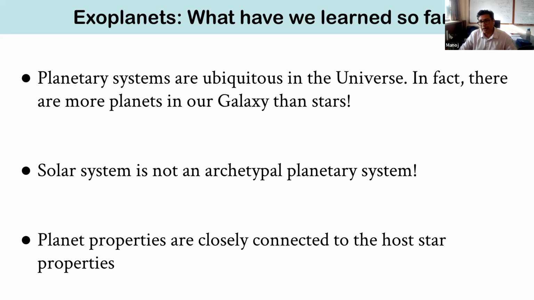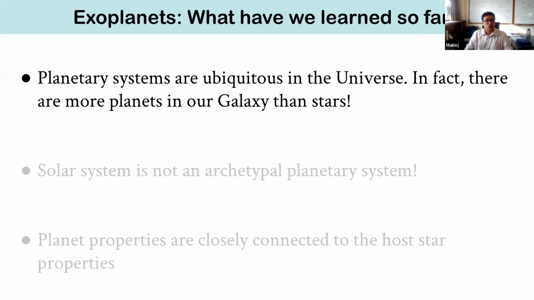And the third one, perhaps in my opinion the most important realization from these studies, is that planet properties are closely connected to the host star properties. It's almost as if planets know what kind of star they are being born around. So this gives us important clues, or deep insights, into how the systems probably form in the first place. And this also leads to a big debate about whether mature planetary systems preserve their memory of their birth or not. There's a big debate raging in the literature right now.